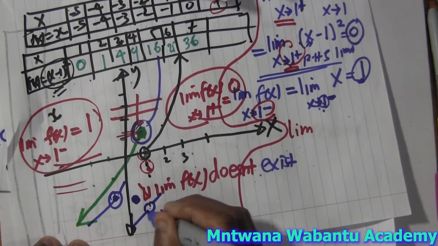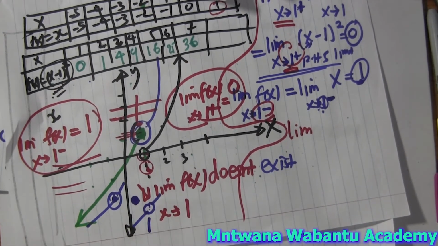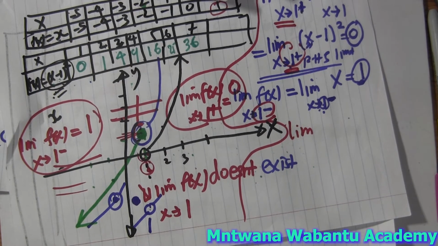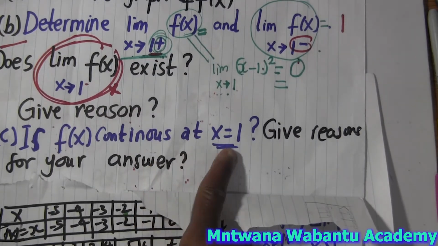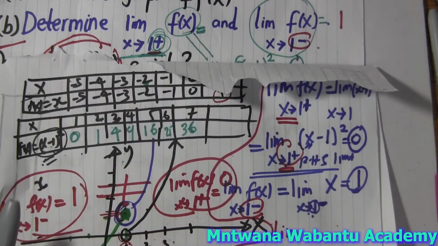But if it's happened like this, no, because it's a disjoint. You know what I'm saying? It means it's not continuous. But that's not part of the question for now. So we just ask, is f continuous at x equals 1? Yes, it's discontinuous. You know why?